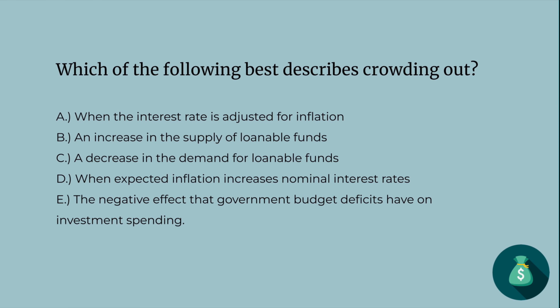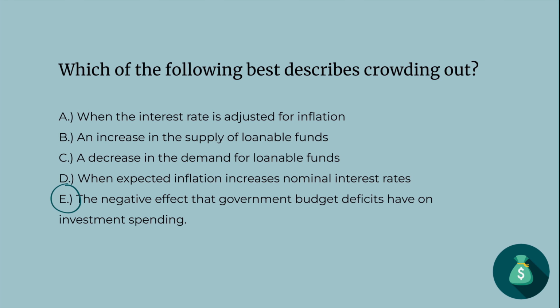Question 3. Which of the following best describes crowding out? The answer is E, the negative effect that government budget deficits have on investment spending.